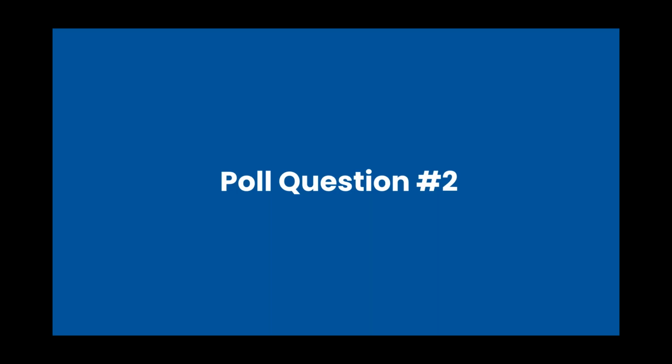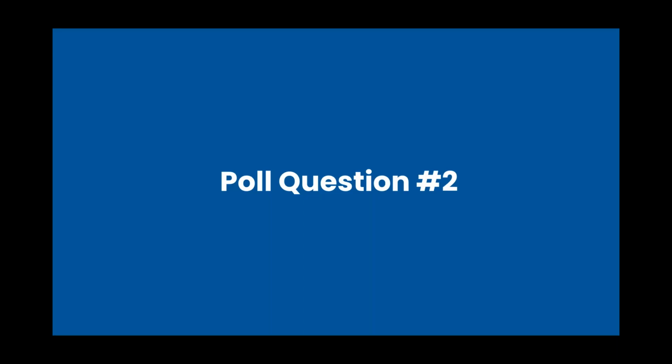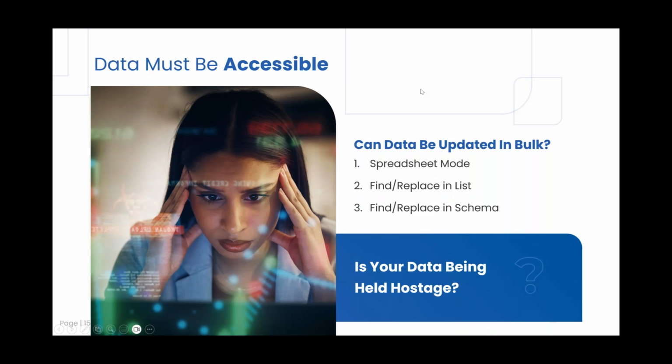All right, I'm going to go ahead and close the poll and share the results. What you should see right now is the poll results, and a couple of different categories there. Ability to customize the existing applications, I think that's super important. Also, another 40% creating usable reports and dashboards. Again, very important. So thank you for contributing to that poll question. I'm going to go ahead and hide that, and we'll go on to the next section of the presentation.